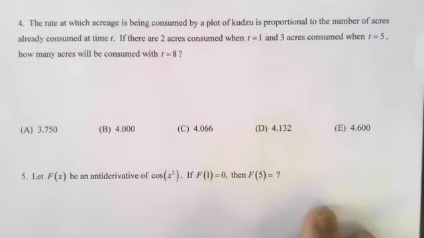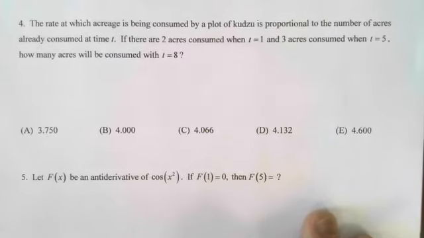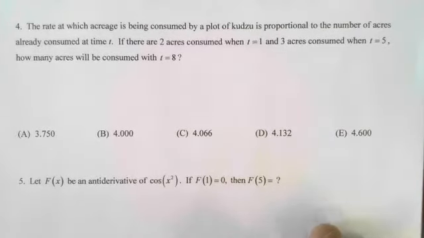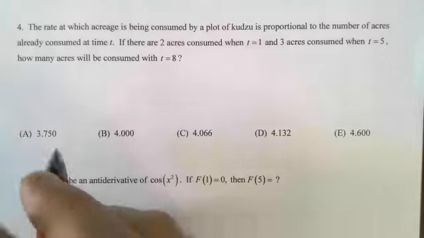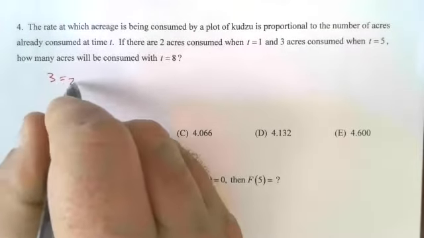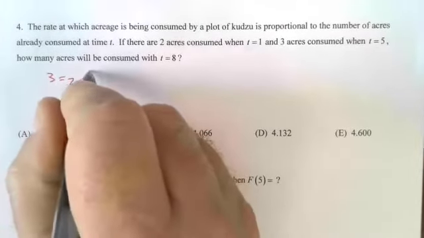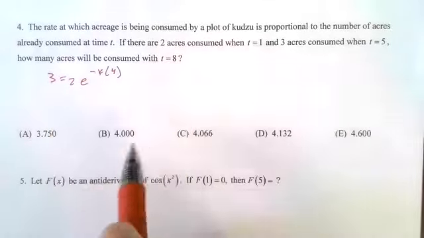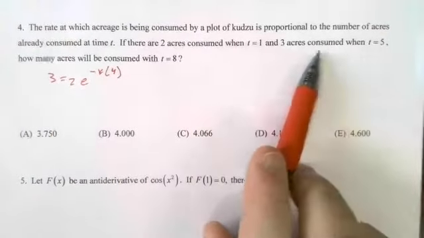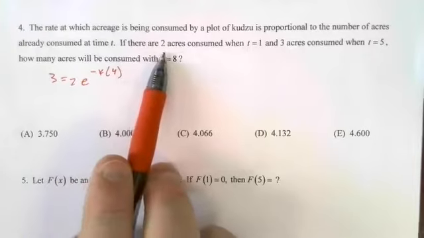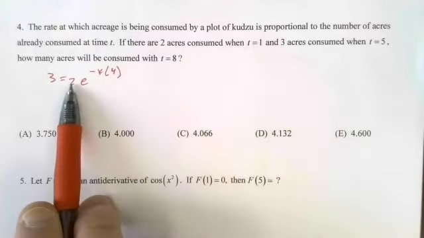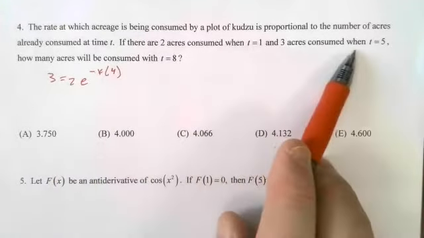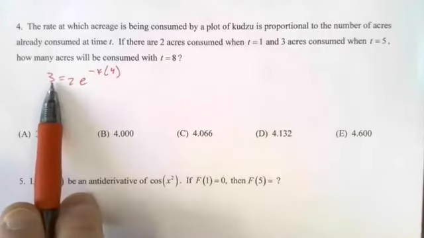The rate at which acreage is being consumed. Kudzu, I love that word. Proportional, and so on. Okay, got to do a little math. 3 equals 2 e to the negative k times 4. So 2 acres consumed at time t equals 1, 3 acres consumed when time t equals 5.